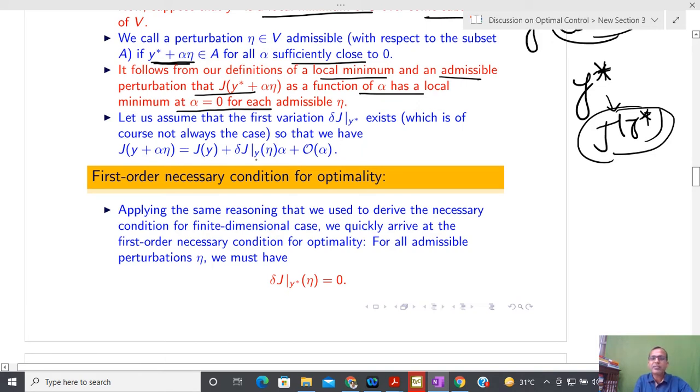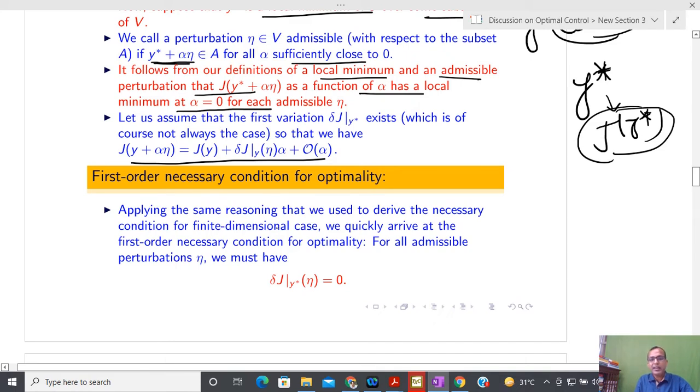So I am assuming that the best possible linear approximation about the optimality point will exist. After that I can write like this. Same as in the finite dimensional optimality condition, whenever we solve a finite dimensional optimization problem, at that time we assumed that delta J, the first variation, is not equal to 0. We gave a counter argument that if it is not 0, then I cannot tell that J of y star is the minimum.